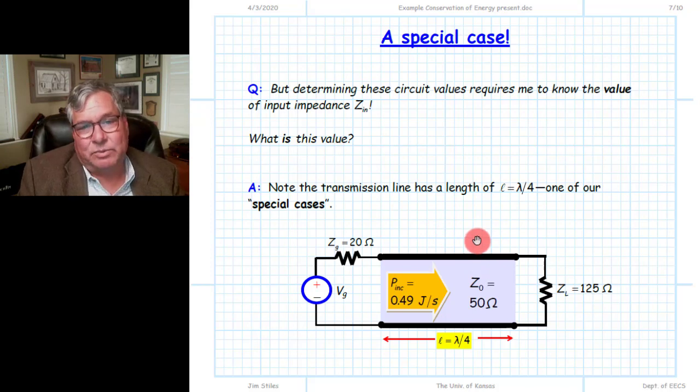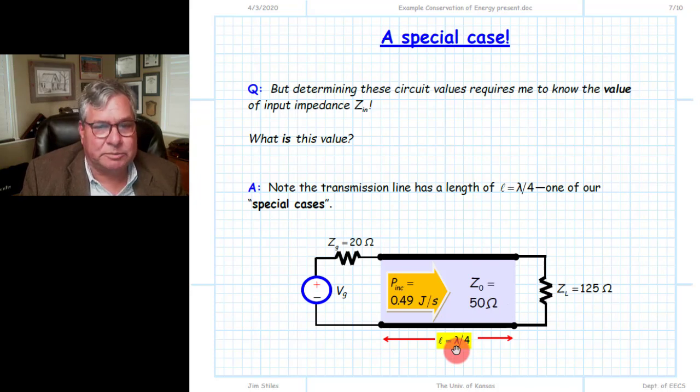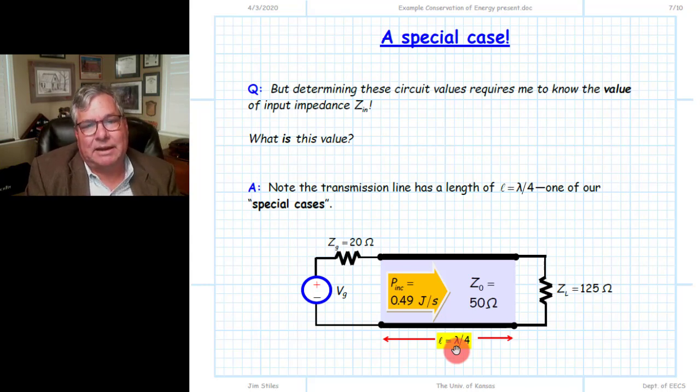But in this case, we can get the answer very quickly indeed, because we recognize the length of our transmission line is one of our special cases. This transmission line happens to have a length of lambda over 4, an electrical length of beta L equal to pi over 2. And this will allow us to determine the input impedance directly, because we know the expression for input impedance for this particular special case.